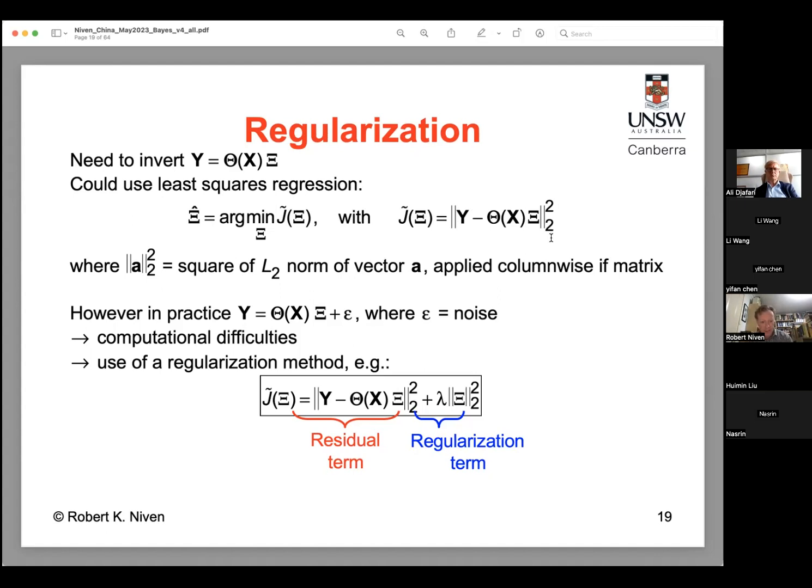But in practice, we have some noise in the data, and this can cause some computational difficulties for this regression procedure. So what we generally do is add another term, which I'm going to describe as a regularization term. That's this term over here. The purpose of that is to try to reduce the effect of the noise.